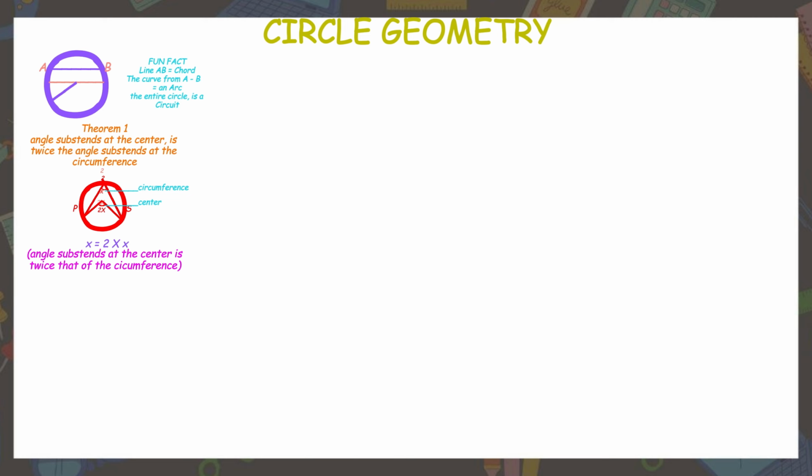To get the center angle from the circumference angle, whatever you have here, you multiply by 2. And to get this one back, what do you do? You divide by 2. So the angle subtended at the center is twice the angle at the circumference.